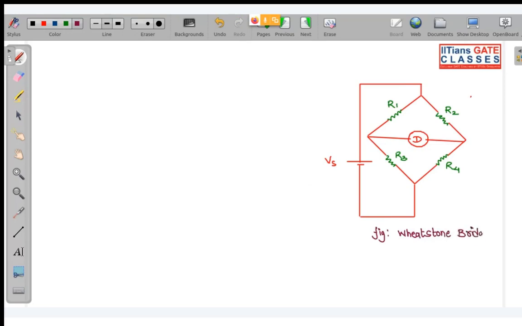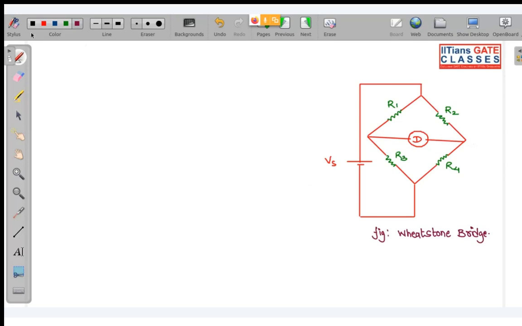Now tell me, is this a balanced bridge or an unbalanced bridge? Balanced, depending on resistance. Very good. You cannot comment whether this bridge is balanced or unbalanced, because you don't know the values of the resistances. R1, R2, R3, R4 are resistances.